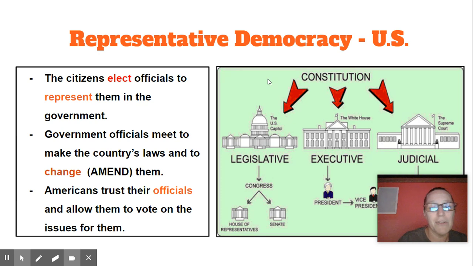All right, so government officials meet to make the country's laws and to change or amend them. Americans trust their officials and allow them to vote on the issues for them. So I have a picture of our three branches, the legislative, executive, and judicial. We actually get the three branches from Rome. But again, the idea of democracy and the idea of letting the people rule themselves comes from the Greeks.